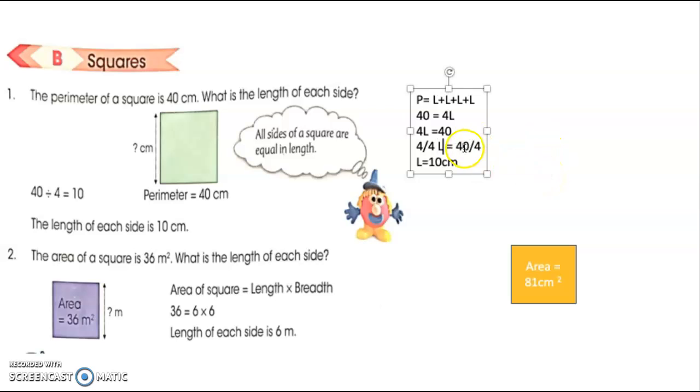Because this 4 into L is a multiplication, there's a multiply sign with the alphabet. When we use an alphabet like L or any alphabet, we don't write the multiplication sign between 4 and L. Therefore we just write like this, 4 divided by 4, not 4L divided by 4, right? Now this is the answer.